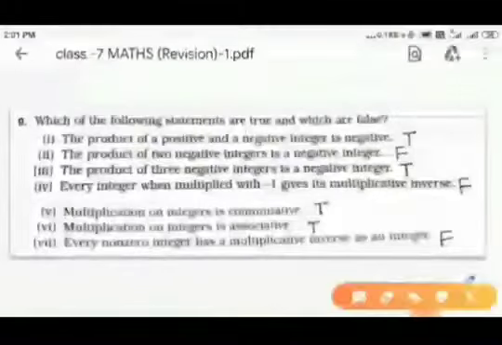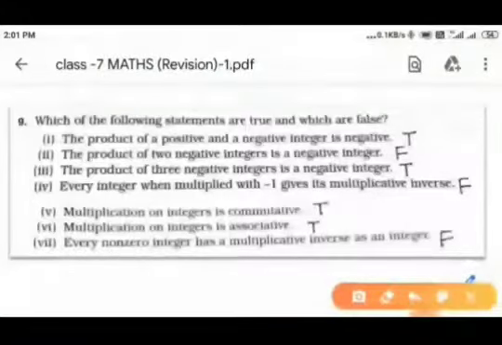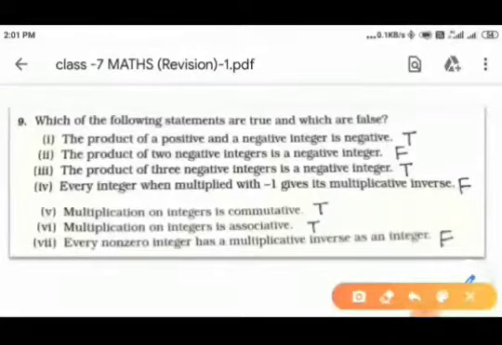Now there are more true false statements. Let's focus on those also. Which of the following statements are true and which are false? The product of a positive and a negative integer is negative. Positive and negative means we write positive as plus and negative as minus. When we multiply, plus minus becomes minus. So it is a true statement.